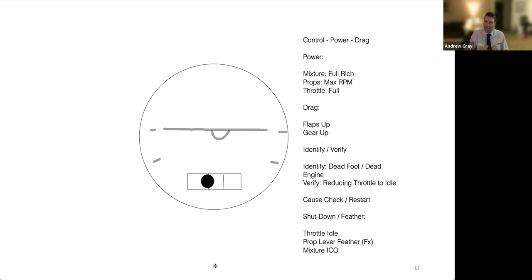I'll say no. Okay, then I'll do my shutdown procedure, which is throttle to idle, propeller to feather, mixture idle cutoff. So that's the full drill. There's a lot of steps on that, but it needs to be rehearsed and completely practiced. We'll get into the engine failure.